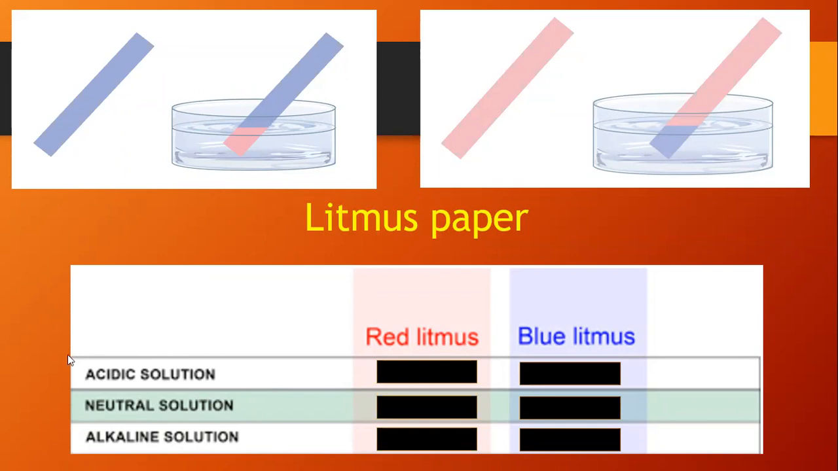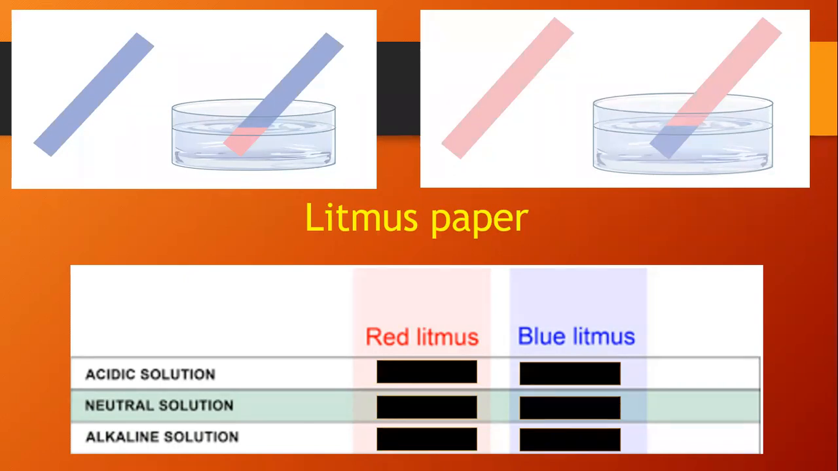The effect of the acidic solution on the red litmus paper and on the blue litmus paper. How will the litmus paper, it's even drawn up there. It changes color. I know. Raise your hand. I want to know how they will be affected.